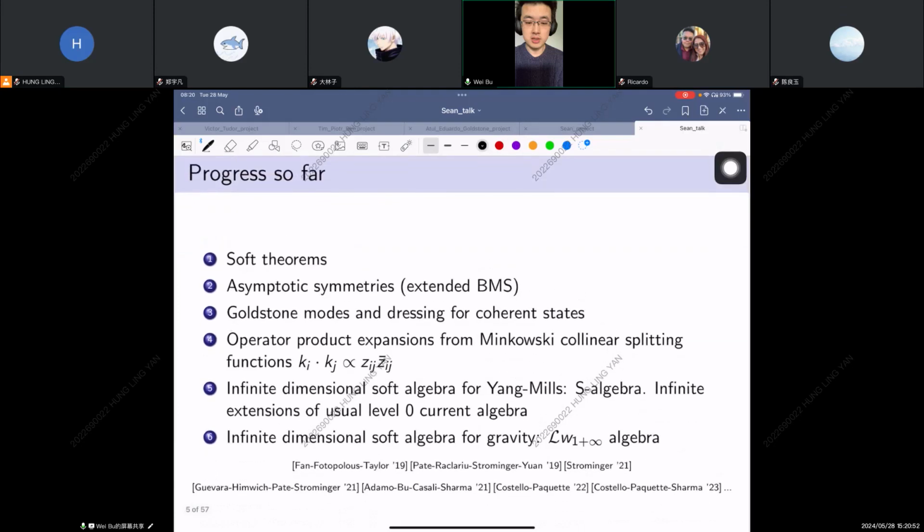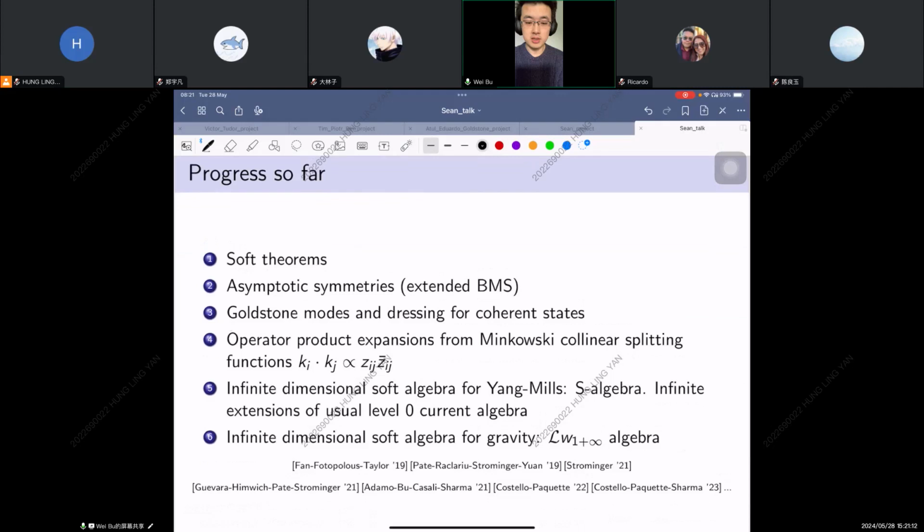I'll just say it. So you can take external legs soft or collinear. You get some splitting function. You get certain infinities. These are infrared divergences popping up in scattering amplitudes in 4D. They're very well established theorems.